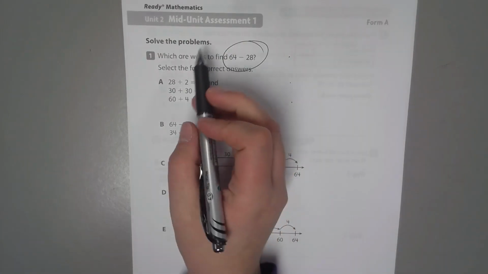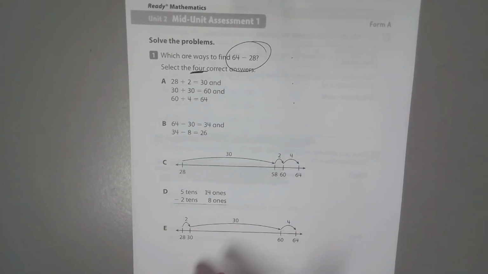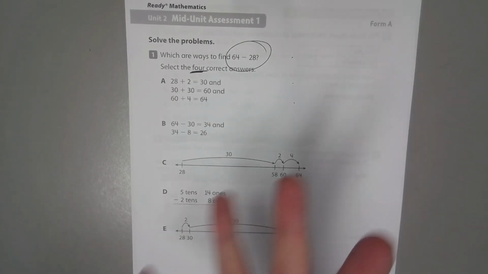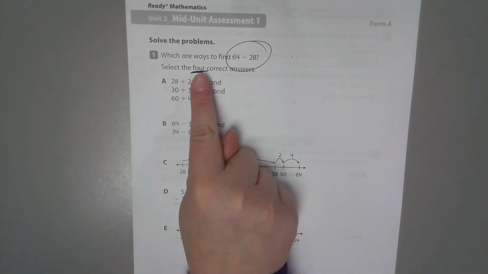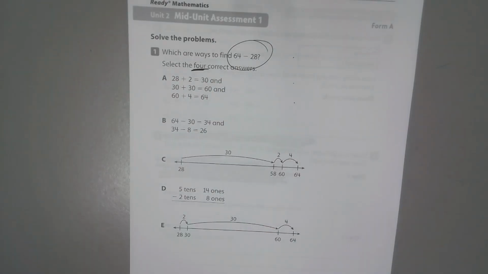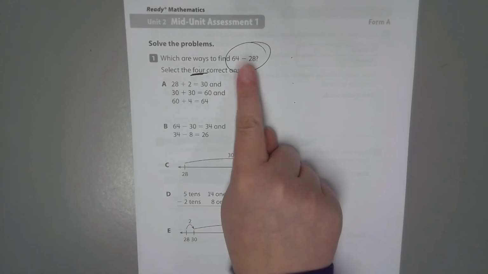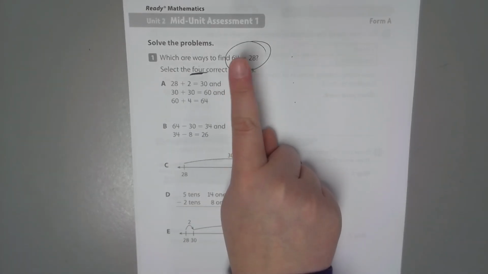Then it says select the 4. So that means you're going to circle 4 of these. There's A, B, C, D, and E. 4 of them are correct. 4 of them are yes. Okay, 1, 2, 3, 4, 5. That means one of them is a no, and the rest are all yeses. So you're going to circle 4 of these because 4 of these are correct. One of them is not, to help you figure out the answer to 64 minus 28.